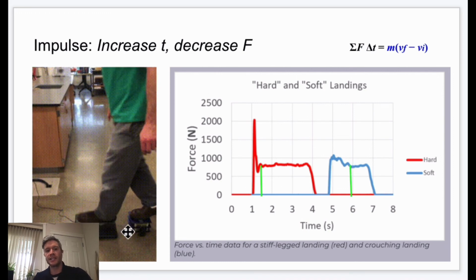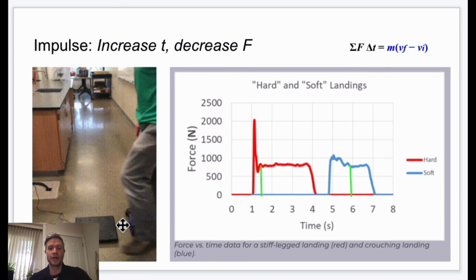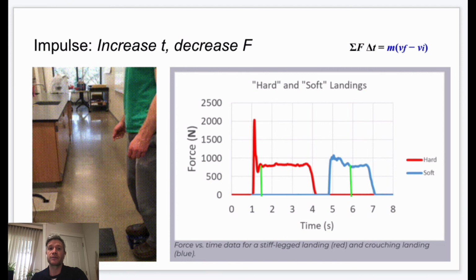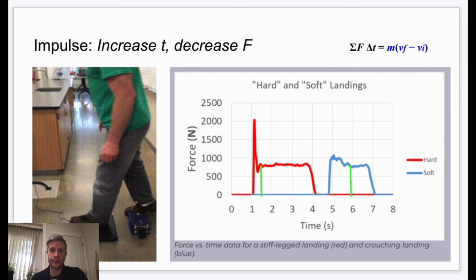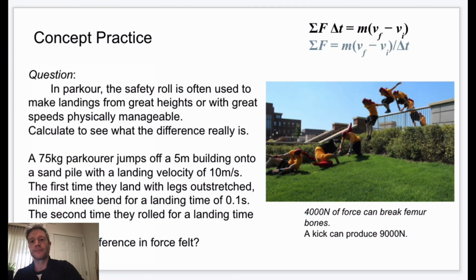Now obviously in this instance, for a very small fall, it's not too traumatic for the human body. But let's take a look at an example where it definitely matters and is very important to slow down, or to decrease the amount of force something experiences, okay? So if we look here at our parkour example, in parkour, the safety roll is often used to make landings from great heights or with great speeds more physically manageable, right?